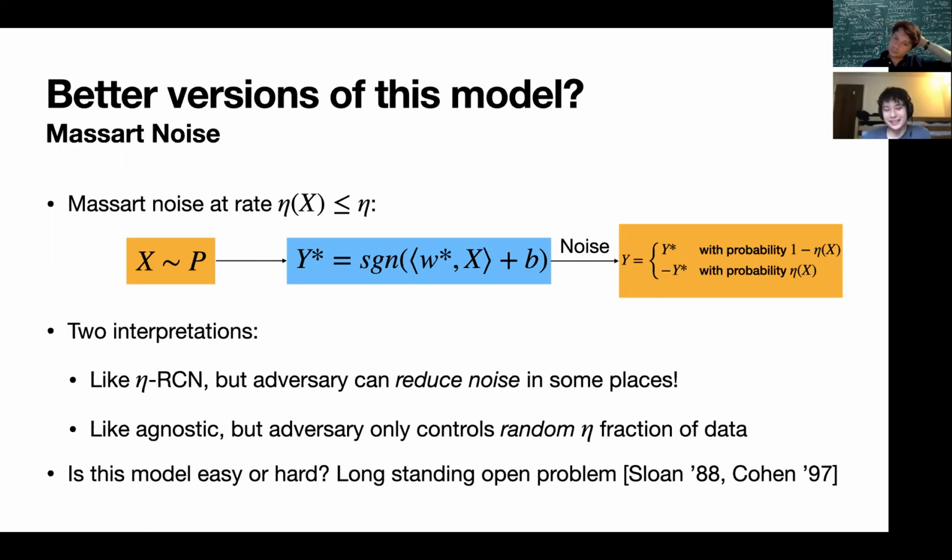I guess the earliest reference to this model is apparently this paper by Sloan in 1988. But Cohen's paper about learning half spaces with RCN also posed this as an interesting open question.